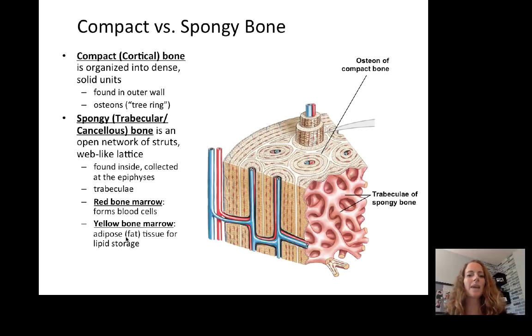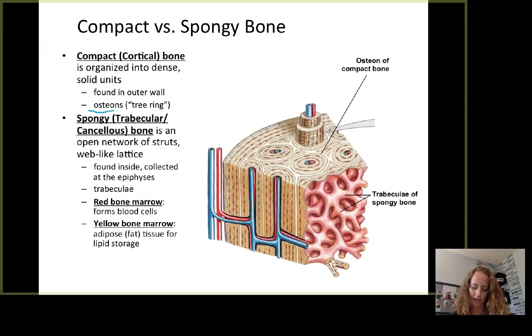Remember that there are two main types of bone. There's the compact bone, which is organized into dense, solid units that we call osteons, and they look like the tree ring structure that you see here. There's also spongy bone, which can also be called trabecular or cancellous bone, which is a lattice-like network, more internal to the bone, collected at the ends or the epiphyses. The bone marrow will be found primarily within the spongy bone, the red bone marrow forming the red blood cells, and the yellow bone marrow forming a site for lipid storage.